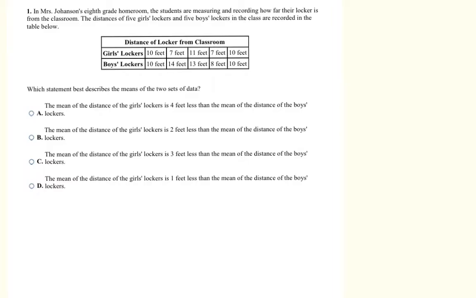Here, in order to compare and contrast the two means, we're going to need to find the mean of the girls' lockers and the mean of the boys' lockers. You find the mean by adding up the numbers and dividing by the number of numbers. For the girls, I'm going to be adding up those 5 numbers. That's going to be 10 plus 7 plus 11 plus 7 plus 10. And there's 1, 2, 3, 4, 5 numbers, so I'm going to be dividing that sum by 5.